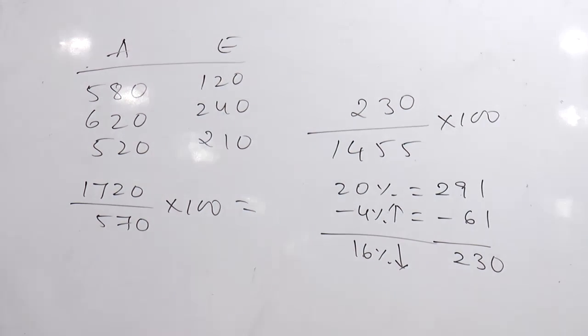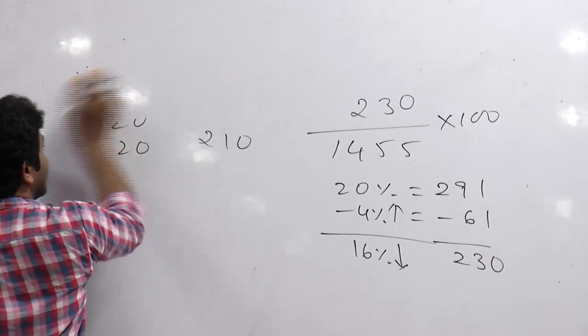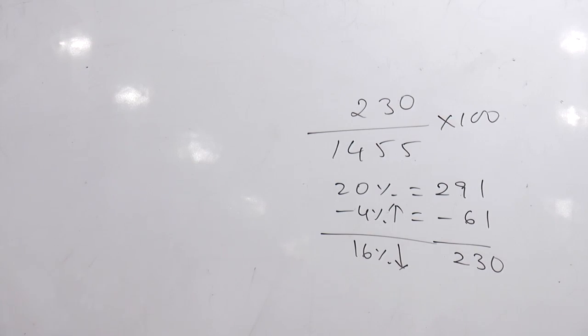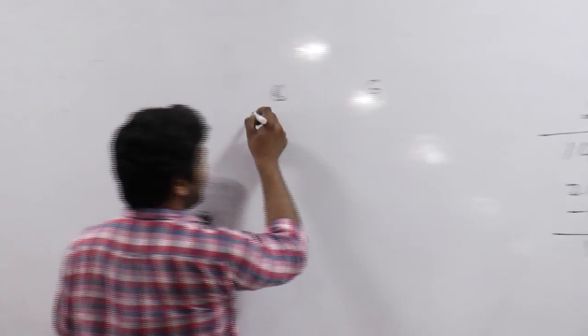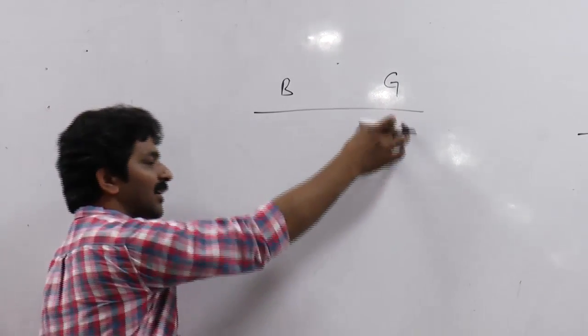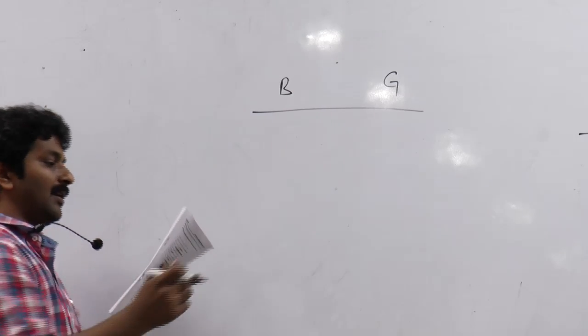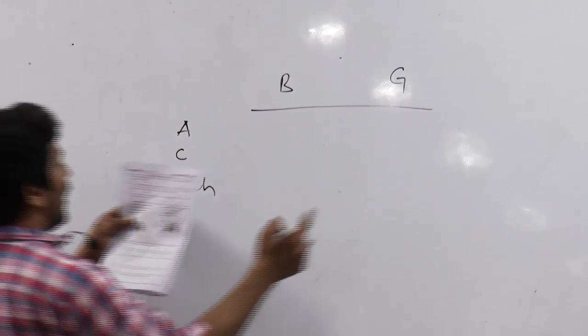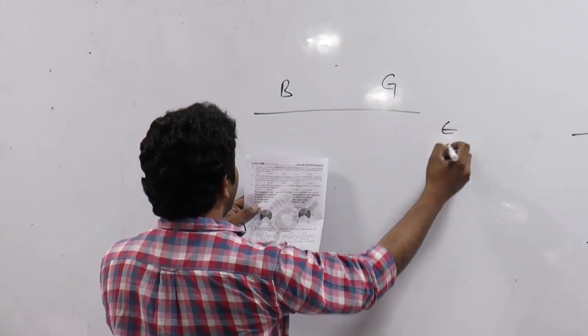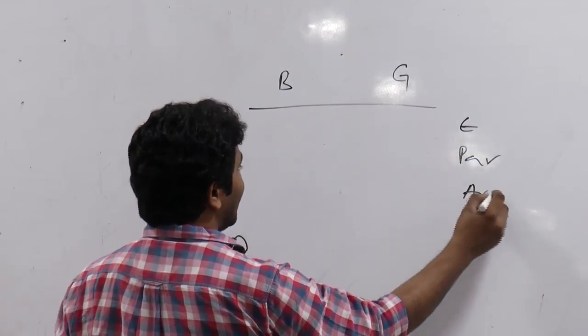Next, 39. What is the difference between the average number of students studying arts, commerce and architecture from institute B and the average number of students studying engineering, paramedical, architecture from institution G? So this is with respect to B and G. Here also you are going to have 3 numbers and here also 3 numbers. From B you need to take arts, commerce and then architecture, and from G engineering, paramedical and then architecture.